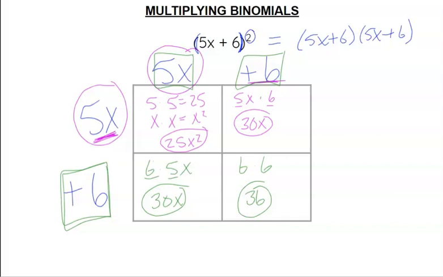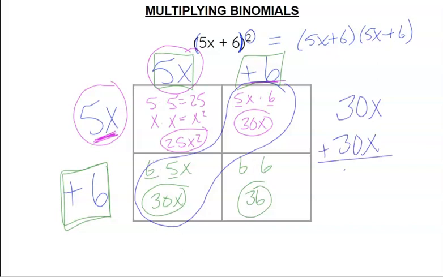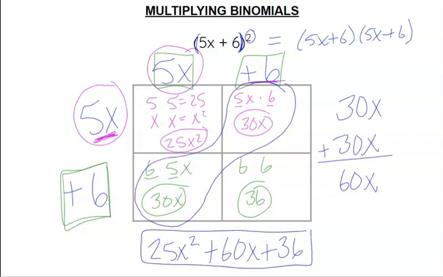Now again, we want to make sure we look for those like terms. So in this diagonal, we can see we have 30x and 30x. So 30x plus 30x is 60x. So now I'm going to write my answer of 25x squared. Then I'll put that plus 60x and then plus 36. And that right there is my answer.